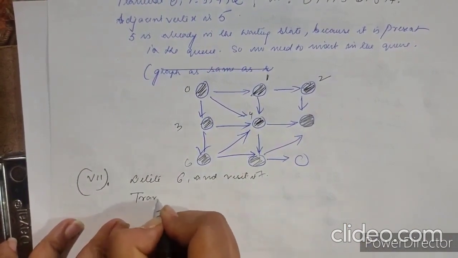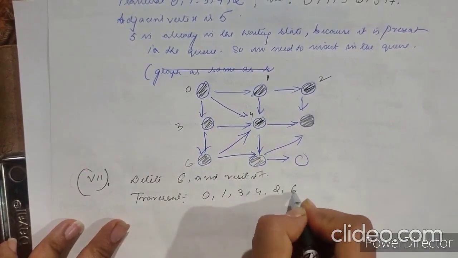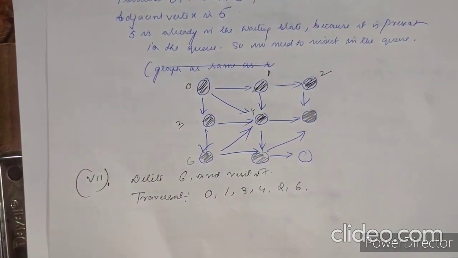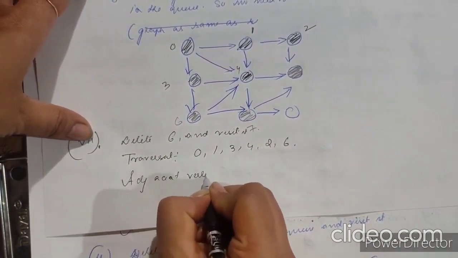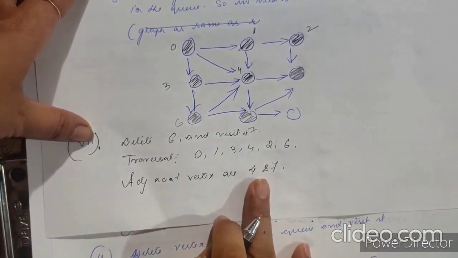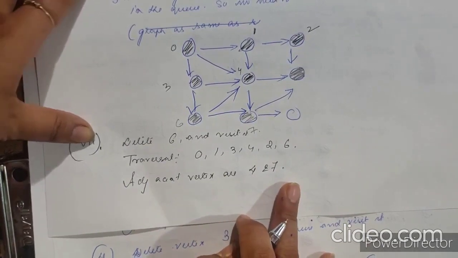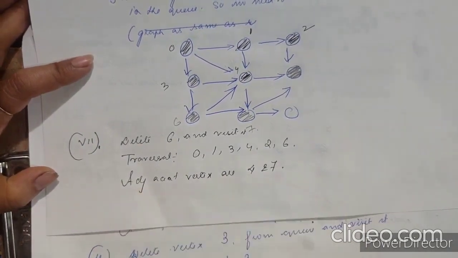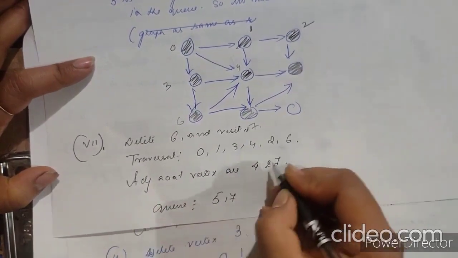So traversal will be 0 1 3 4 2 and 6. Now adjacent vertices are 4 and 7. 4 is already in the visited state, and 7 is in the waiting state. So nothing is to be inserted in the queue. So queue will be 5 and 7.